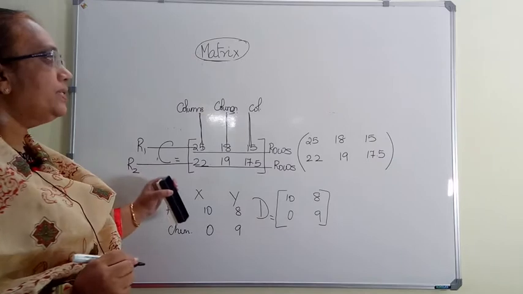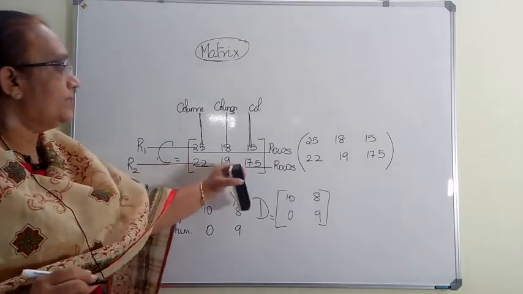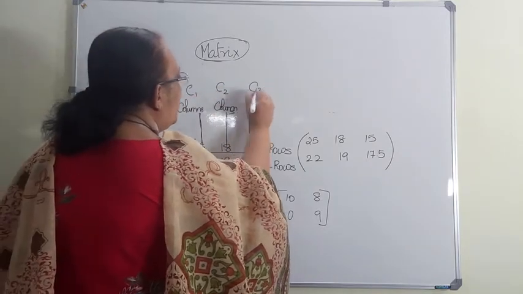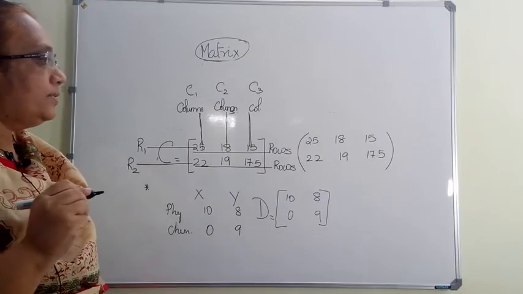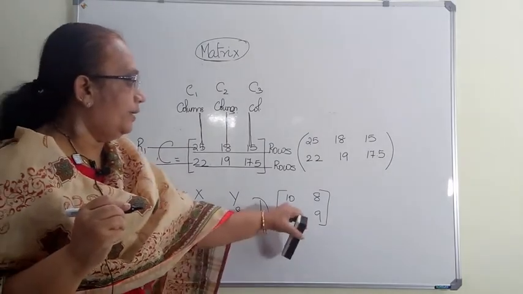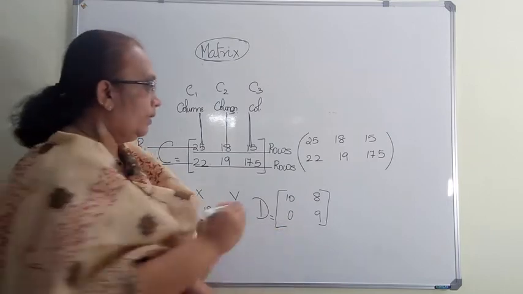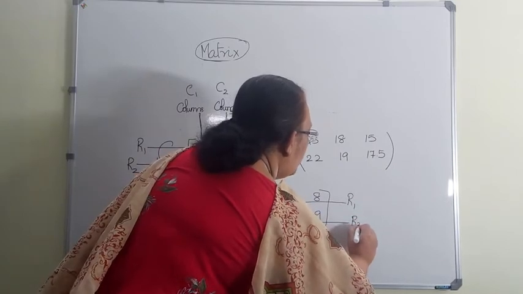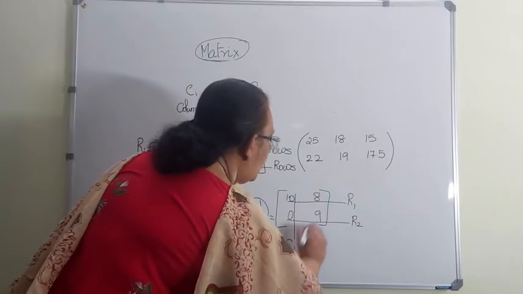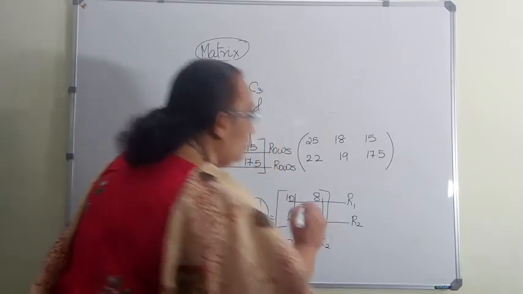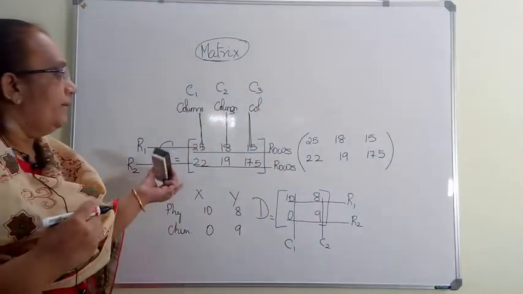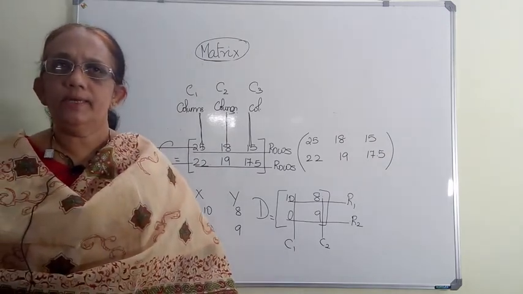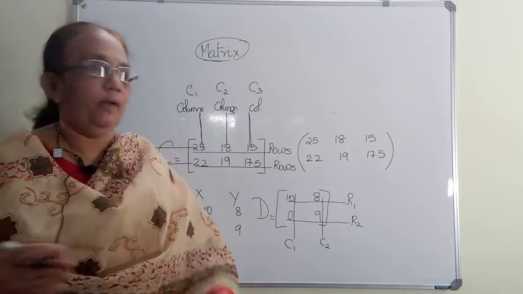Also, when you analyze the first matrix, it has three columns. Let us represent them by C1, C2 and C3. In the second matrix D, 10, 8, 0, 9, you can see there are two rows, R1, R2, and two columns, C1 and C2. So, you can see that rows and columns need not be equal, isn't it? Rows and columns need not be equal.